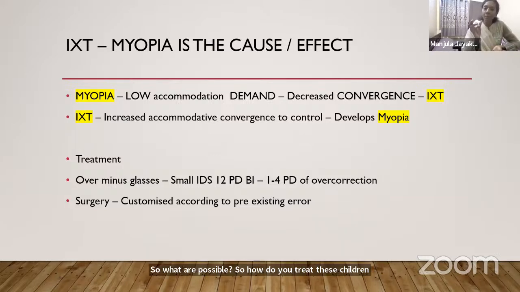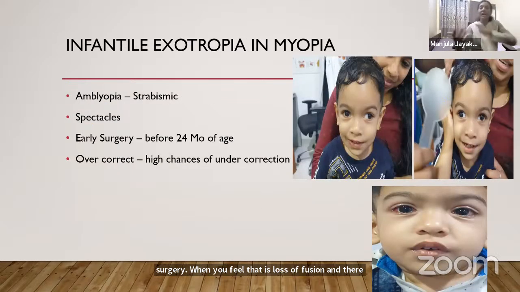When the deviation is small, about 12 to 14 diopters, you can over-minus. This is a child with myopia. There is a small IDS. So you can wait for surgery. You can give overcorrection, but you should not cause asthenopia. So the overcorrection can anywhere be between -1 to -4 diopters of myopic correction. Okay. The next thing is surgery. When you feel there is loss of fusion and there is loss of stereopsis, you can go for surgical therapy. And if there is a larger deviation.